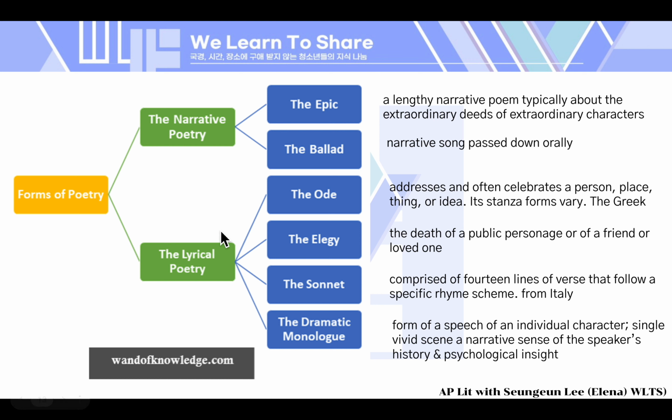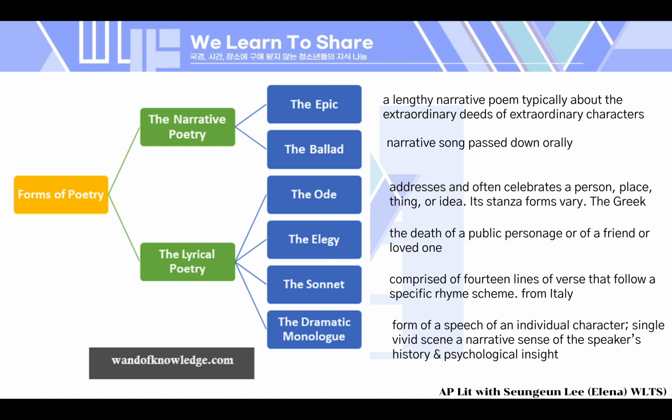And in terms of the lyrical poetry, we have four different types. One is the ode, which addresses and often celebrates a person, place, thing, or idea. Its stanza forms vary. And we have the elegy, which talks about the death of a public personage or of a friend or loved one.